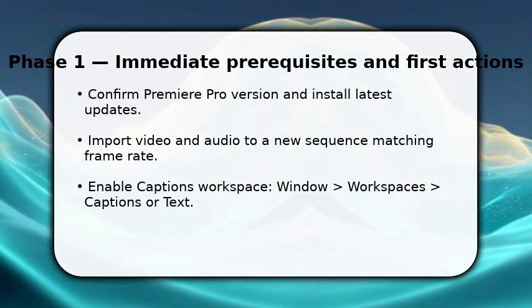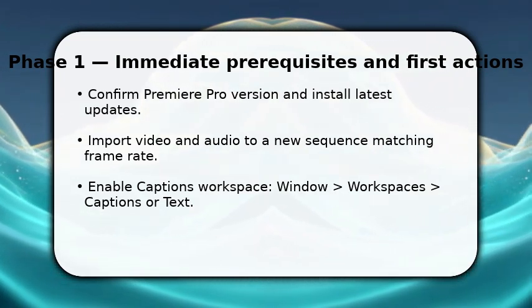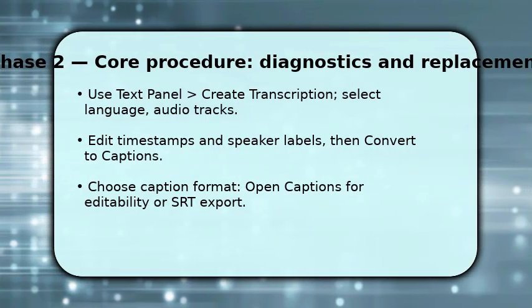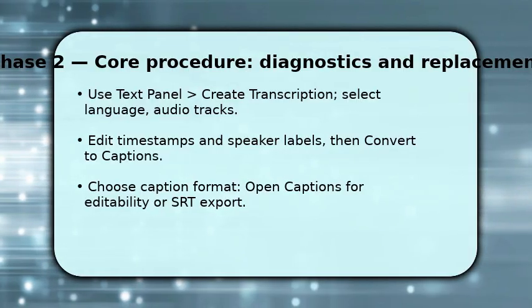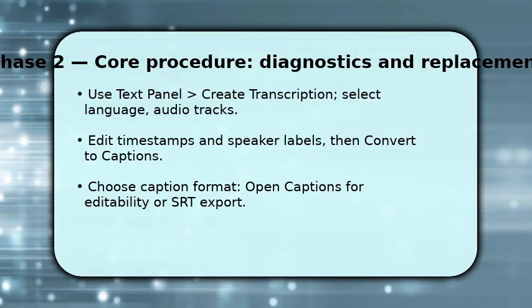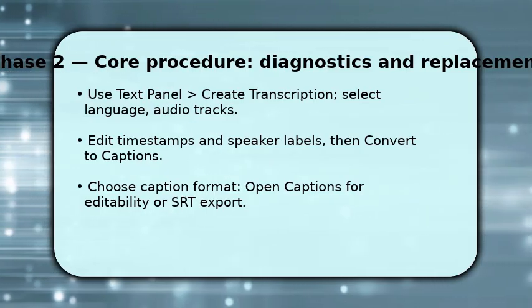You'll run auto-transcribe from the text panel, hit Create Transcription, pick the language and which audio tracks to analyze, then start. Once complete, scan the transcript and correct misheard words. This is faster than typing full captions. Use speaker labels and split long lines for readability.